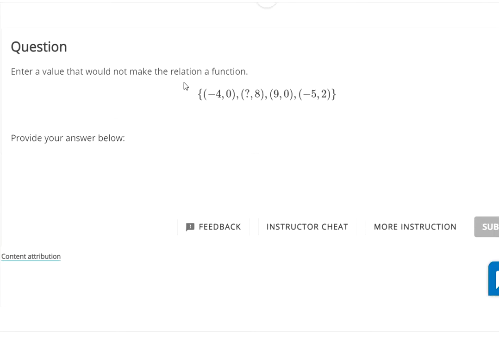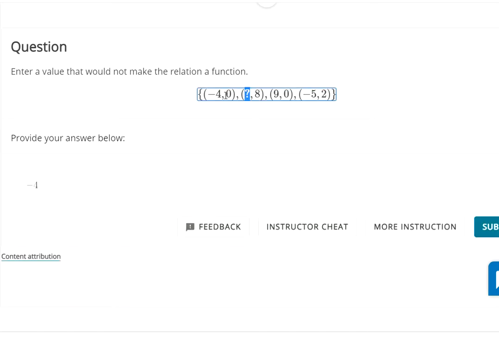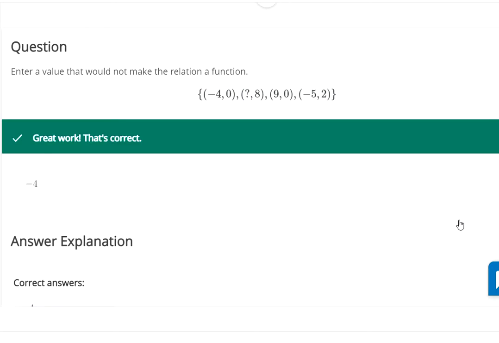Enter a value that would not make the relation a function. Okay, so for this you could put in -4 for the question mark, 9 for the question mark, or -5 for the question mark. I'll just do -4. Because if you put in -4, then -4 has two different outputs. It has 0 as an output and 8 as an output.